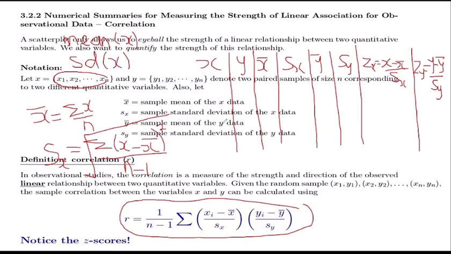Now, after getting that, the next thing is you go to another column where you multiply the two Z-scores. It's going to be ZX multiplied by ZY.